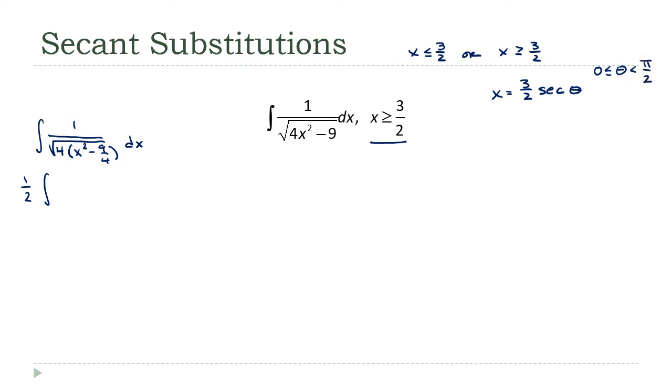When theta is in that range, the secant of 0 is 1, so that's 3 halves. And as theta goes up to pi over 2, x goes up to infinity. Remember, the secant is actually undefined at pi over 2. So that is going to generate all of the values of x between 3 halves and infinity, which is the only ones the question says we have to look at.